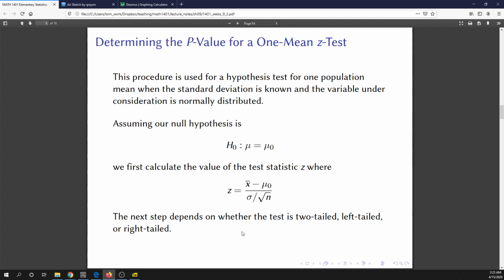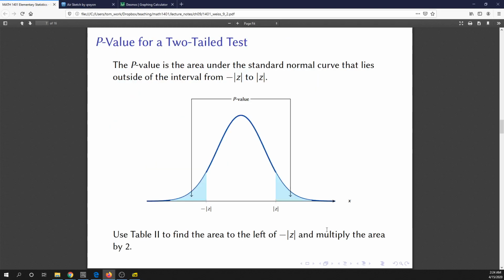All right. So the next step to getting the p-value is going to depend on whether the test is two-tailed, left-tailed, or right-tailed. Remember, if you haven't watched the video for 9.1 about how to determine that, it just comes from the alternative hypothesis, and it's very simple. There are 3 different alternative hypotheses that we talked about, and it's just going to be from the form of that. All right, so let's go over those 3 things. First, the p-value for a two-tailed test.